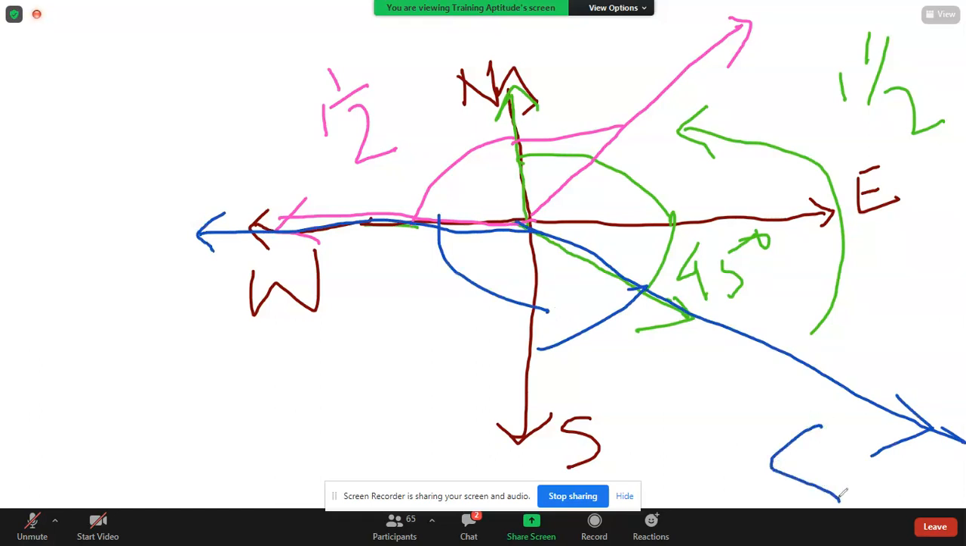What direction is this? Southeast. Southeast. Are you getting the logic? Yes, sir. So the answer is southeast. So you need to visualize.